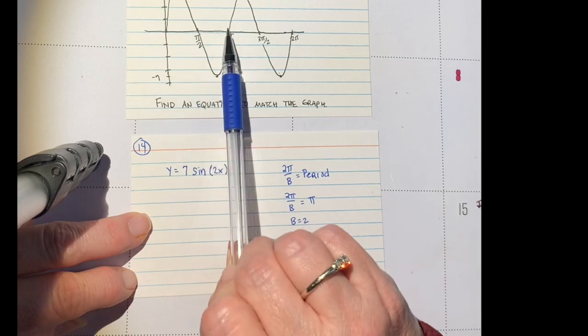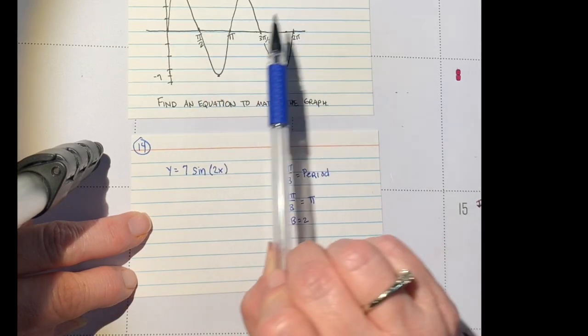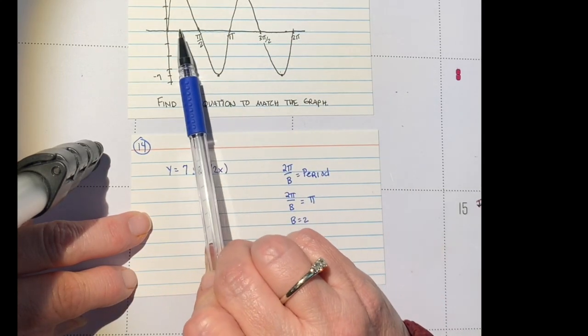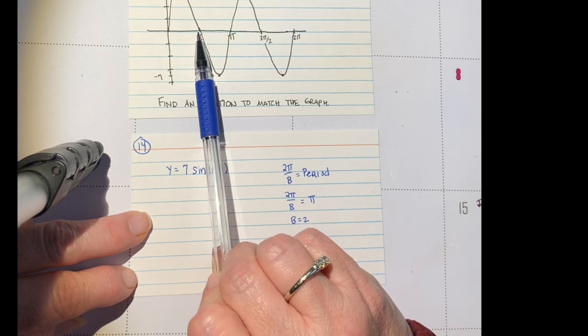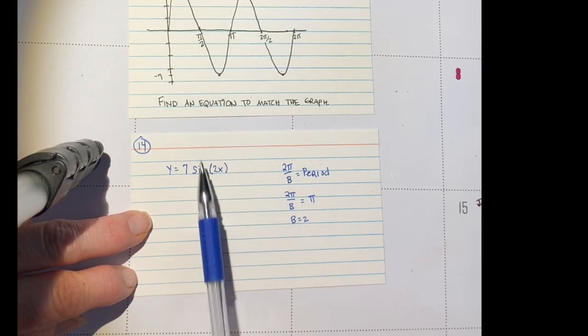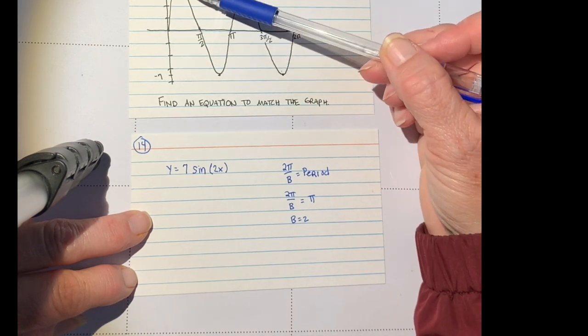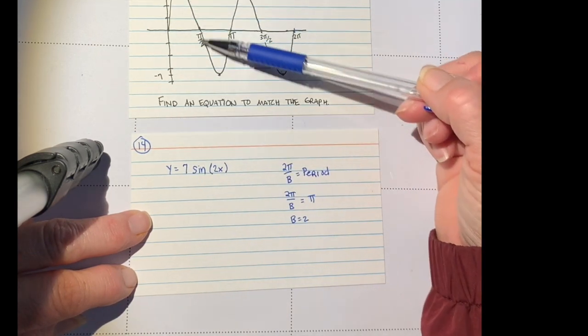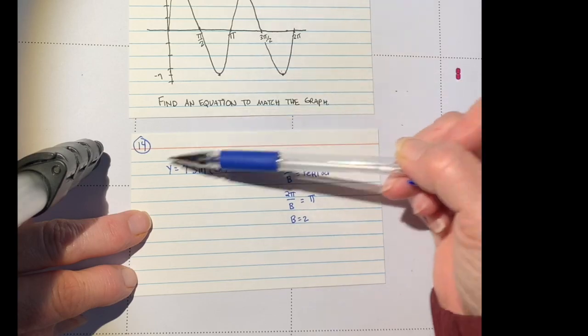So yeah, I would go ahead and scale my key points. Dividing pi into 4 equal parts would be pi fourths, 2 pi fourths, which is pi halves, 3 pi fourths, pi. The sine graph is going to start at 0, go up to its maximum, which is going to be 7. And yes, this does look like it matches my equation.